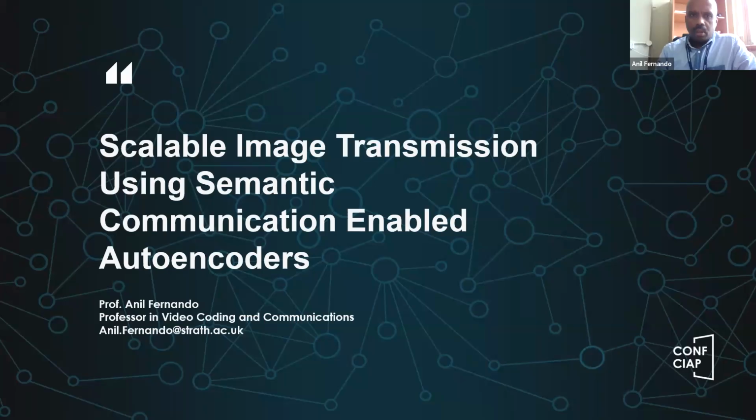Hello everyone. Today I'm going to talk about scalable image transmission using semantic communication enabled autoencoders. My name is Professor Anil, a professor in video coding and communications here at the University of Strathclyde in Glasgow, in the UK.